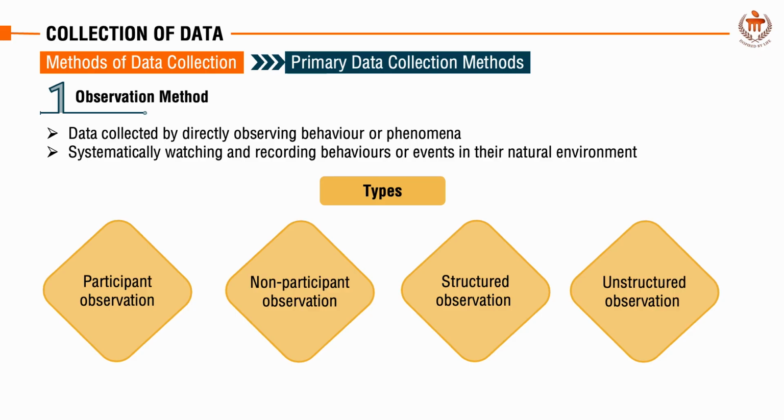The process of observation includes defining the objectives of the study, selecting the appropriate setting or environment, developing an observation guide to ensure relevant data is recorded, collecting data through systematic observations, and finally analyzing the data to draw conclusions or insight. So this method provides valuable information about natural behaviors or real world events, making it essential for many types of research.